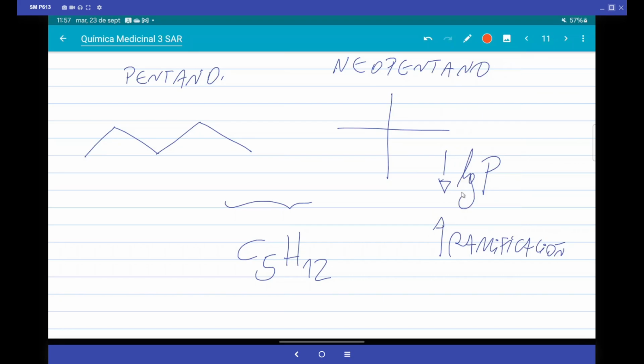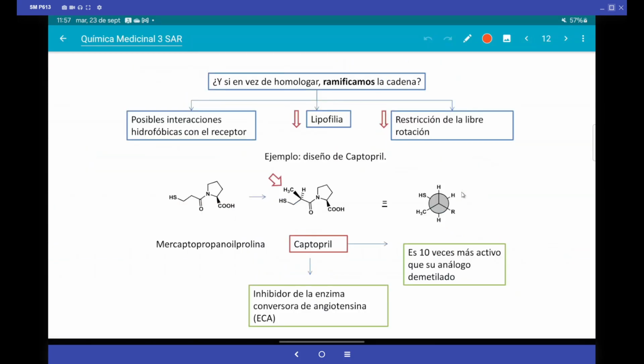Then, when we say lipophilia goes down, we refer to equality of amount of carbon, because by general norm, if a molecule has more carbon than another, the logical thing is that the log P is higher. Do not get confused when you review that. And third, if you ramify the chain, the molecule becomes more rigid, super important for selectivity effects, because the free rotation is restricted.